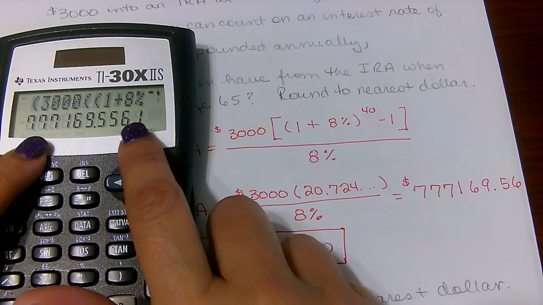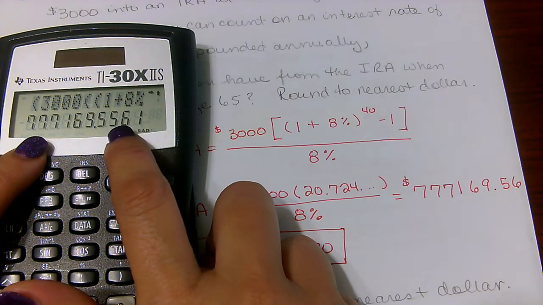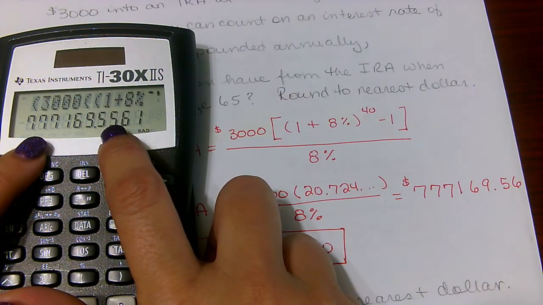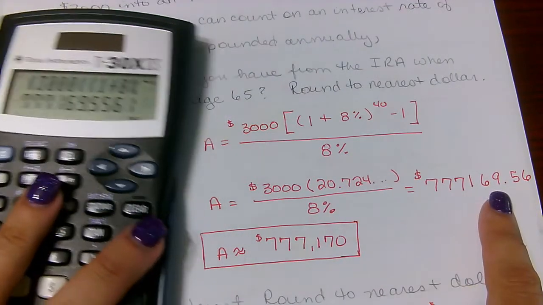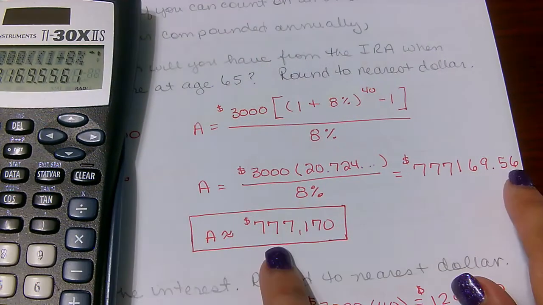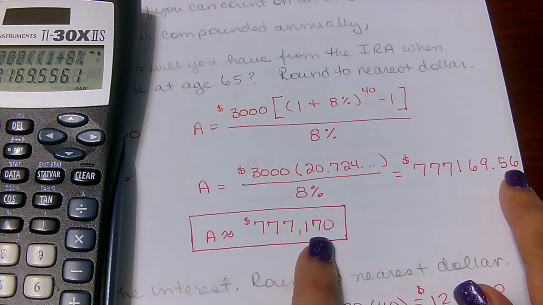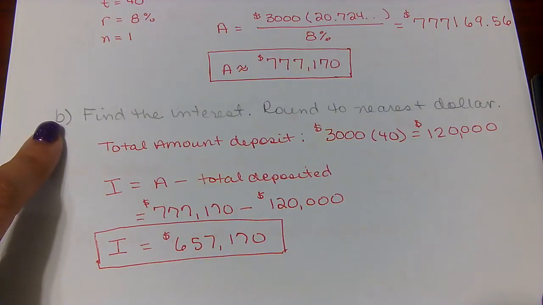$777,169.56. Remember that the third decimal value is a 6, which is greater than 5. That means the 5 here goes up by 1 point. So if I'm rounding this value to the nearest dollar, 56 cents means that we're going to round up to $777,170. Part B says to find the interest.